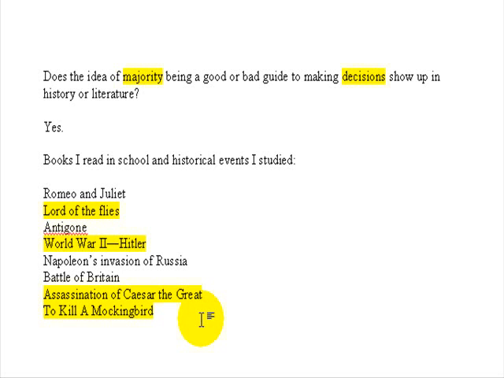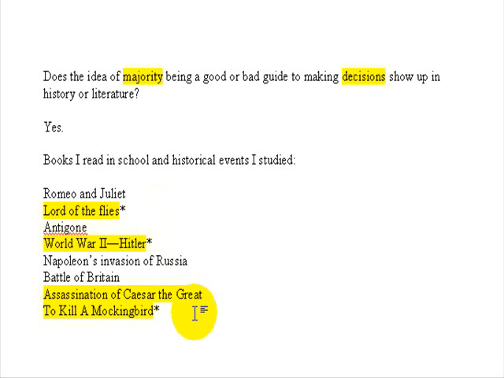So, for example, here, Lord of the Flies: does it support the idea that majority rule is a good guide or a bad guide? It looks like it supports that it's a bad guide, from what I remember of the story. World War II Hitler would show that the majority of people who decided to support Hitler in Germany in the beginning, anyway, was a bad guide. Assassination of Caesar the Great is a little up for grabs, whether you agree that he should be assassinated or not. You might be able to support both points of view with that, and you'd have to choose one. To Kill a Mockingbird would definitely show the majority is wrong, because the majority was wrong about Tom Robinson. So basically we've got three examples that we know we can support, that majority rule is not always a good guide.